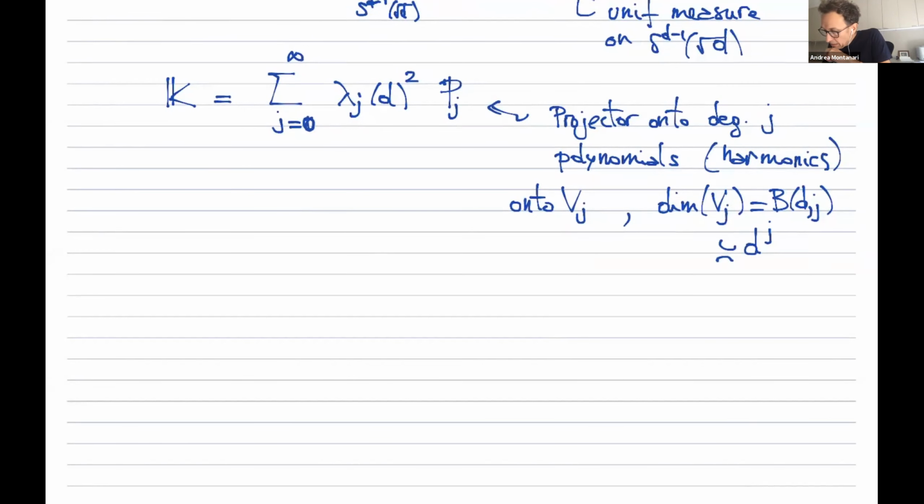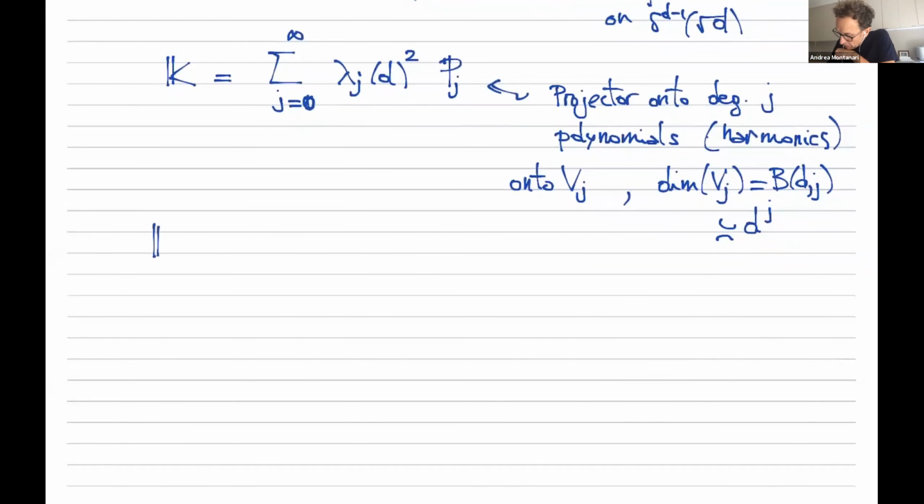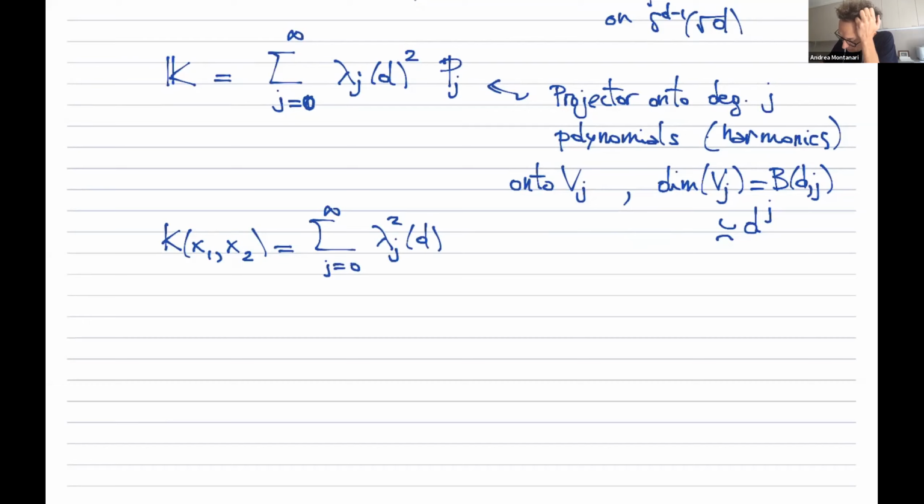Okay, and another equivalent way to write this is the following. If I look at the kernel evaluated at points x1, x2, there are a few different ways that it's convenient to move within. One equivalent way to write this decomposition is to write the corresponding kernel as a sum with lambda squared_j(d). The reason why this is squared is, of course, that K is PSD, so I can always write the eigenvalues as squares. And the reason why the eigenspaces are spherical harmonics is just that it is rotationally invariant.